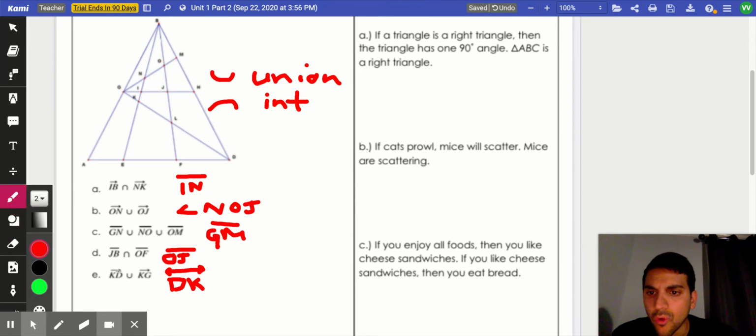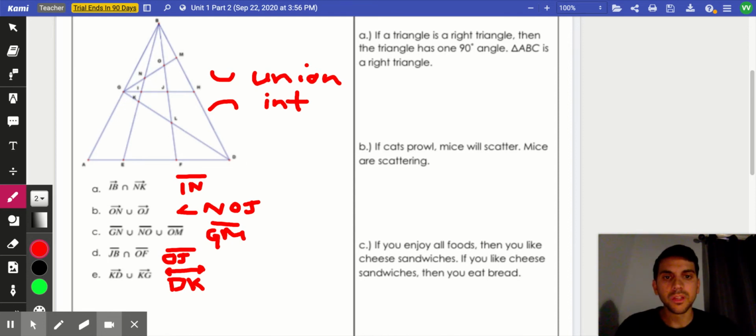Very good. And then ray KD. Where's KD? KD and KG. They want to know the union. So KG and KD, it's going to be line DK. Once again, KD, it's telling you it's a ray, so that goes infinitely. And then ray KG, so you can simply say line DK. That's going to be the union. Or you could say line DG, either way.